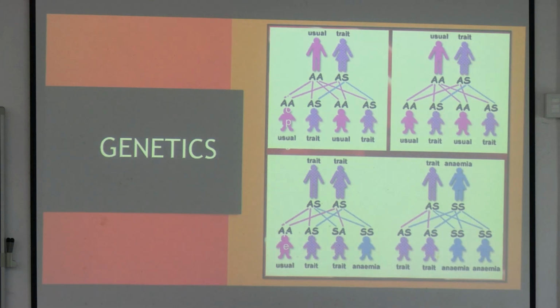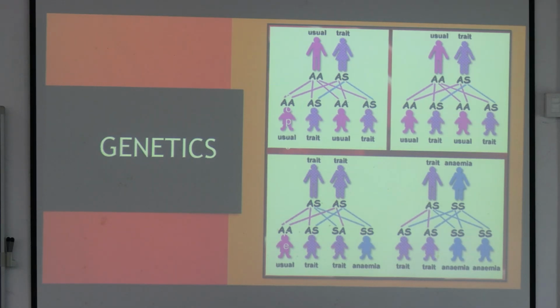Okay, now come to the genetics. Genetics, what I told, is an autosomal recessive disorder. So to develop the disease, it is important to have the allele present in a homozygous pattern, in two copies. So this is the usual AA, this is AS. If they are married, there is a 50-50 chance of hemoglobin trait and normal individual. So none of the offspring will get the disease if one parent is normal.